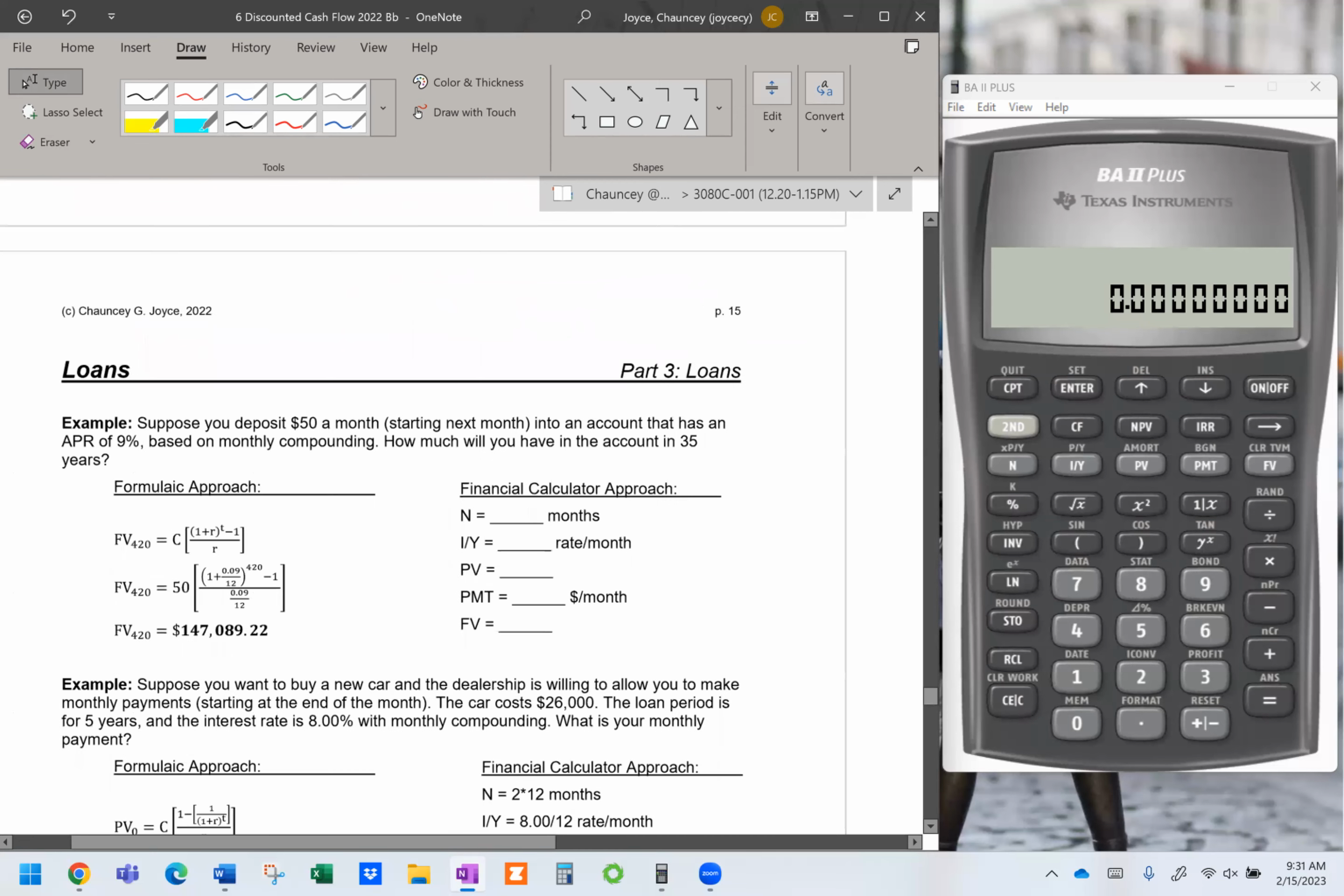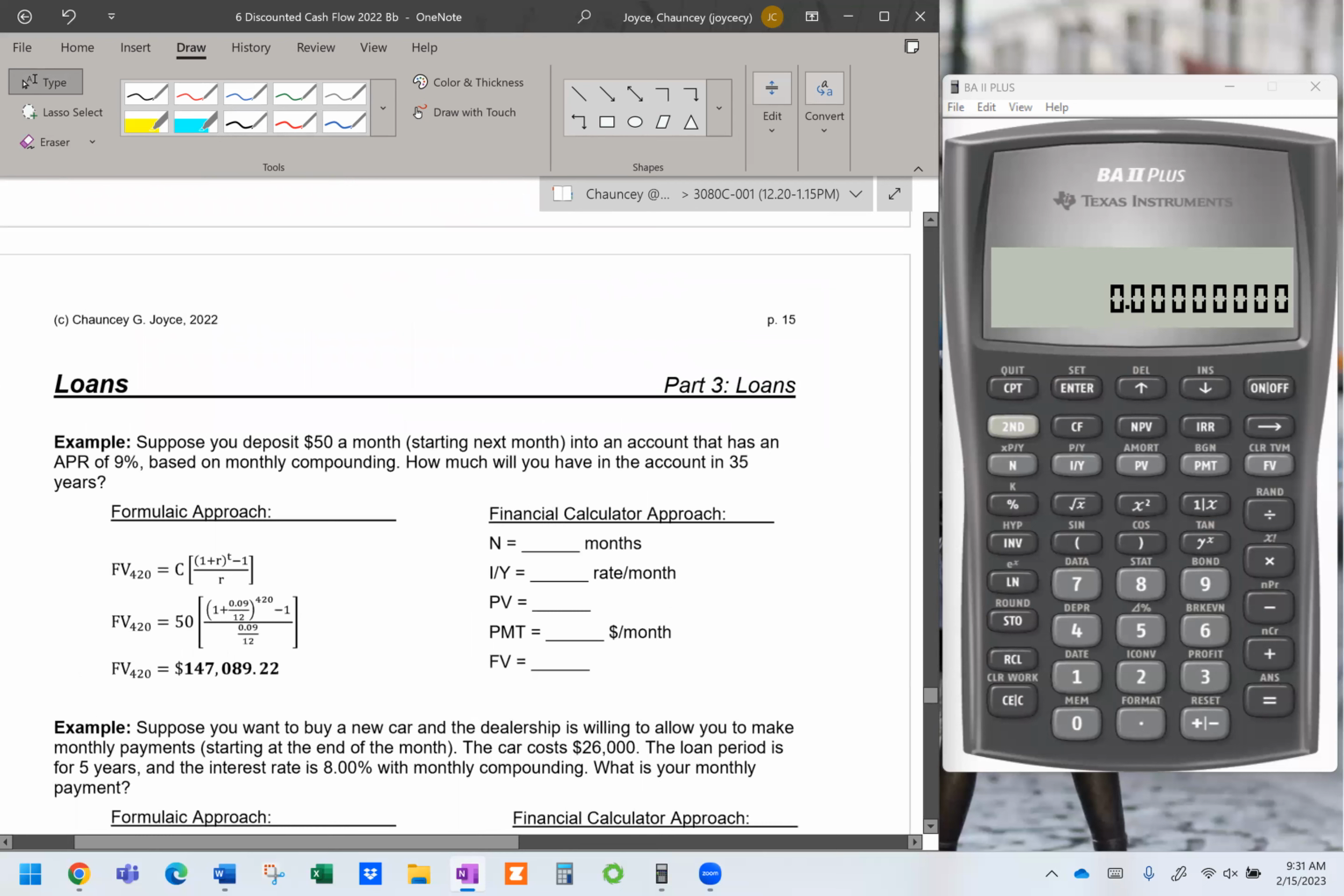All right, let's start with this. Suppose you deposit $50 per month starting next month. And this is the key word that we have an ordinary annuity. Now remember, starting next month is the same thing as the end of this month. And we go on for 35 years. So we have 35 years times 12 months per year gives us 420 months.